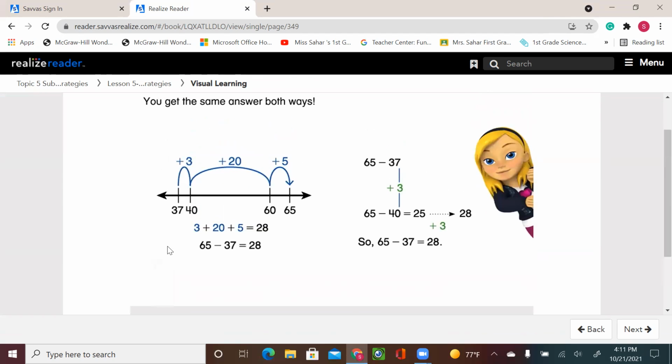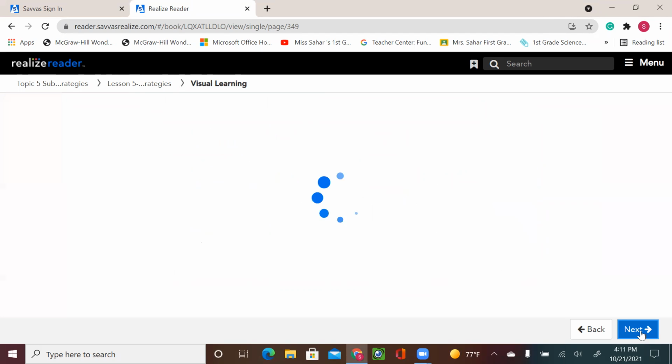Okay, so that's why we say you use any strategy you think is easy for you. Either you do the open number line, use a number line and try to count backward, or use the compensation. So let's see what's next for our guided practice, page 210.